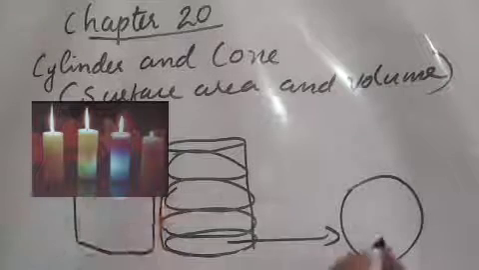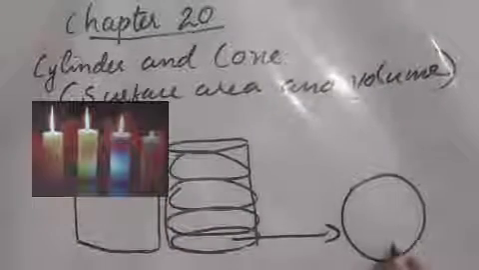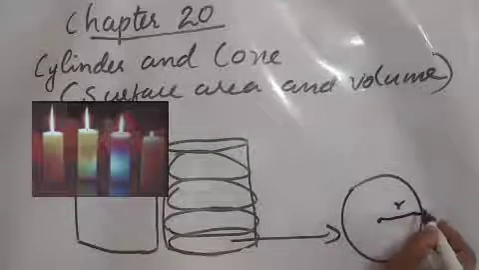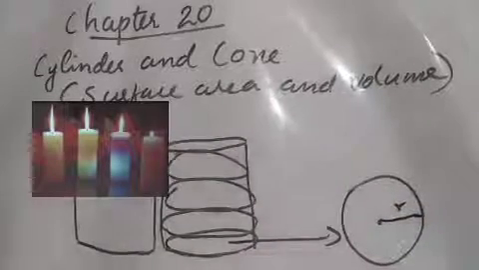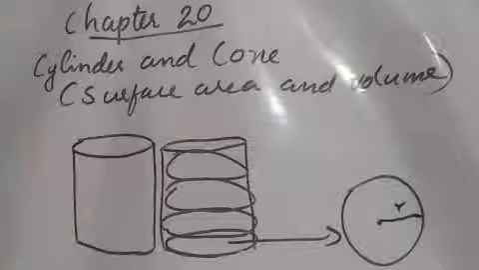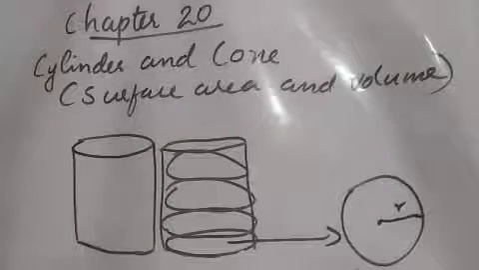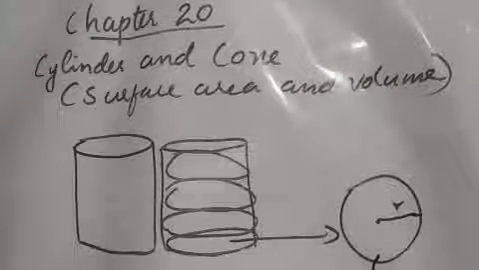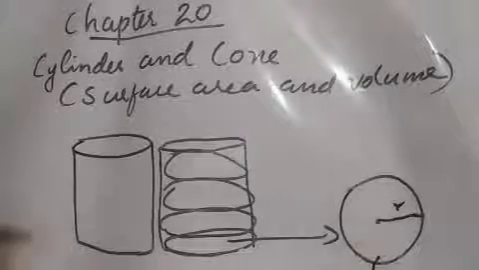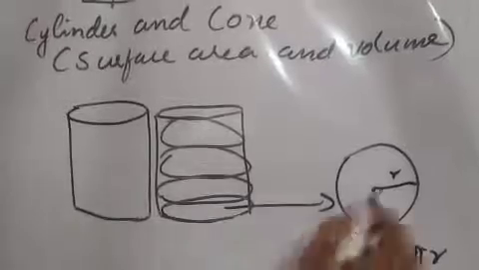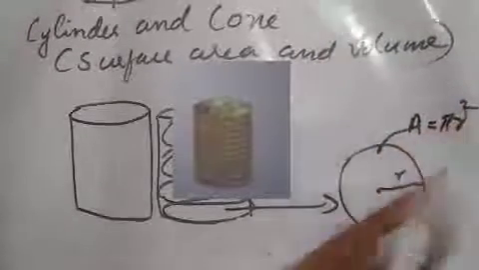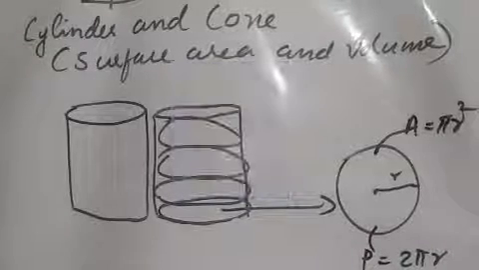It's a circle, so you know that a circle has a radius. And what about the perimeter of a circle? You learned this in smaller classes. What is the perimeter of a circle? 2 pi r. And what about its area? Area is pi r square, where r is the radius.